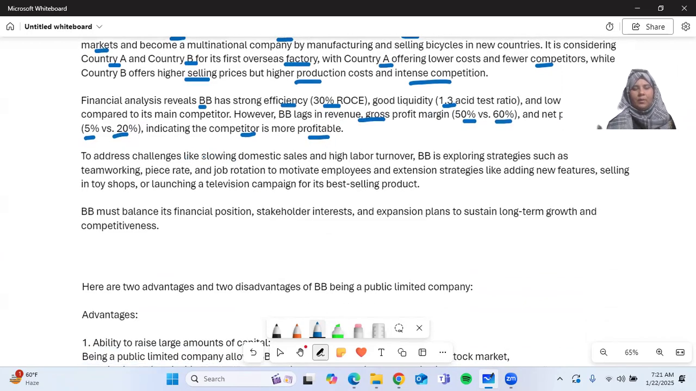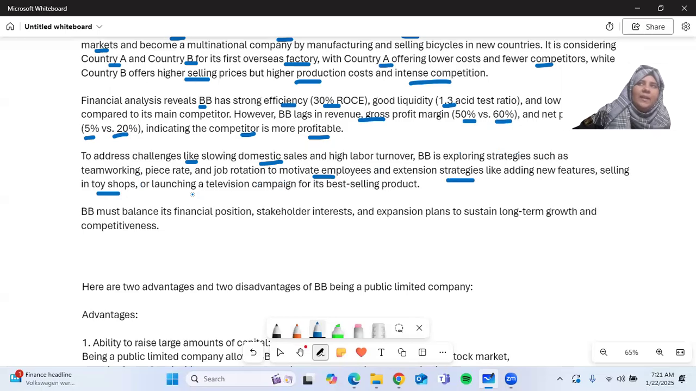So to address challenges like slowing domestic sales and higher labor turnover, BB is exploring strategies such as team working, piece rate, and job rotation to motivate employees, and extension strategies like adding value, new features, selling it in a toy shop.